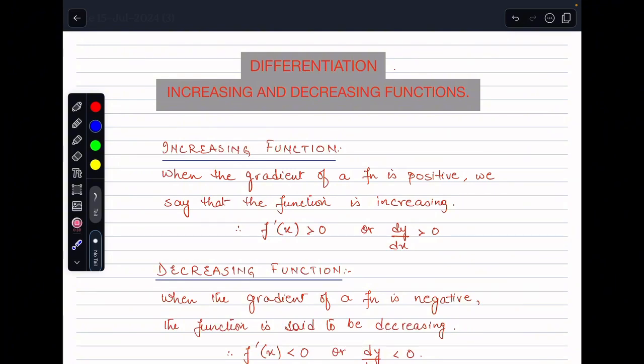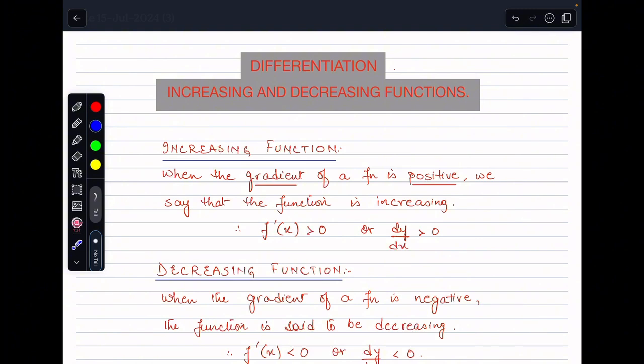So, increasing function. When the gradient of a function is positive, so let's underline the keywords that we have here. When the gradient of a function is positive, we say that the function is an increasing function. Or I can say the gradient f prime x should be greater than 0, as it is positive. Or we can say that the derivative dy by dx, the first differential, is greater than 0, then the function is said to be an increasing function.